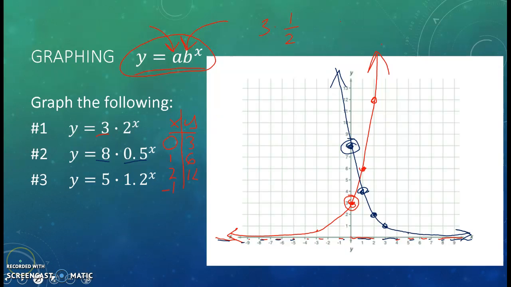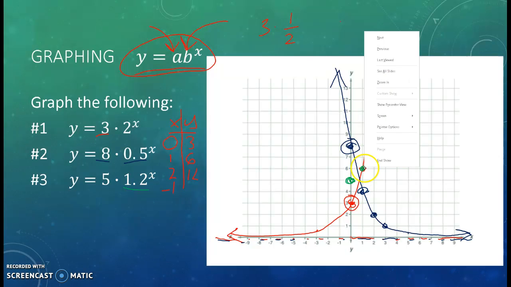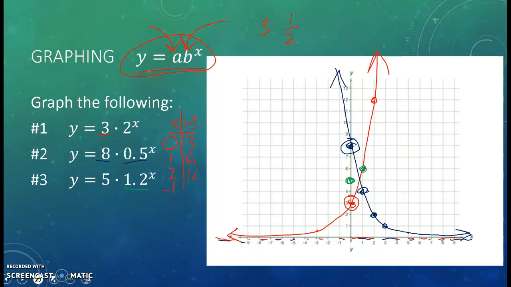Example number 3 starts out at 5. So I'm going to just put a point right here at 5. It is growing, but it's growing at 20%, because it's 20% more than 100%, which is just going to be 1. Well, if I took 5 times 1.2, I'd be at 6 here. Then if I keep multiplying, 6 times 1.2 is going to be 7 point something, and the rate of the growth is going to be a little bit slower.